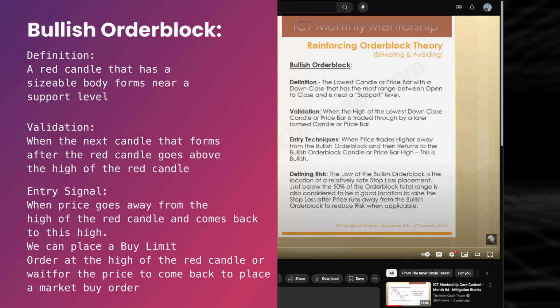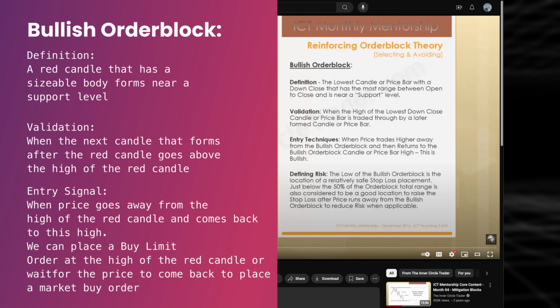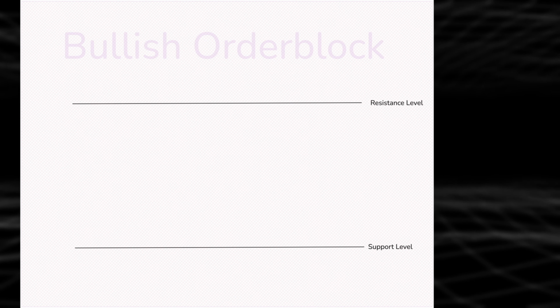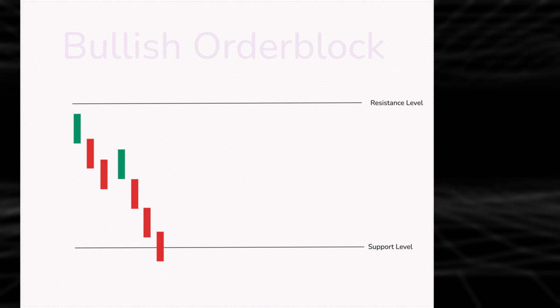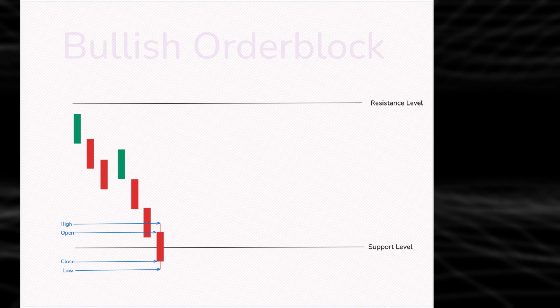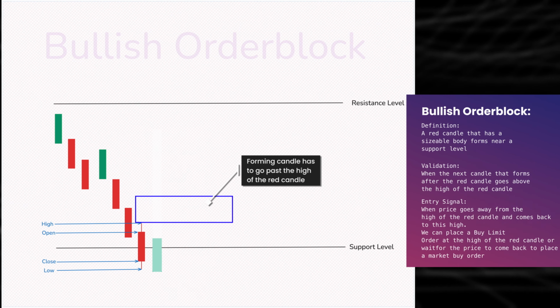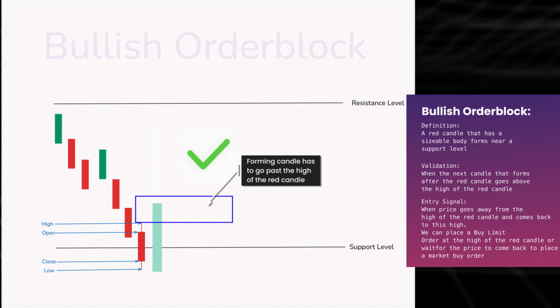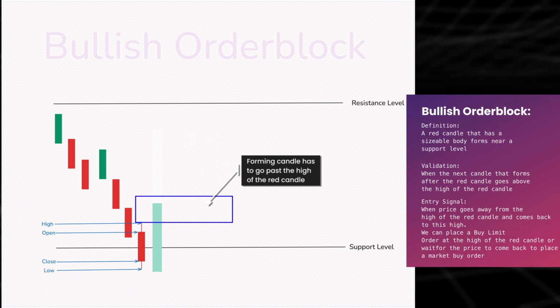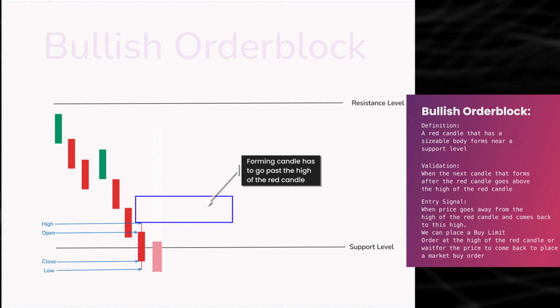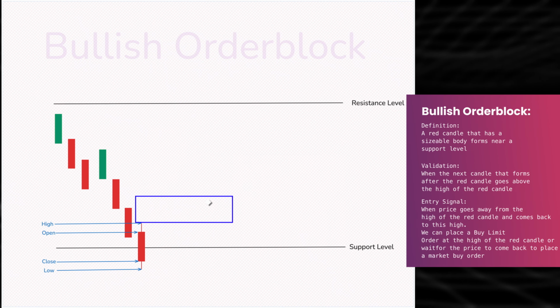The third step needs to validate the red candle in order to qualify it as an order block. Just having the red candle near support level is not enough. So here we have the red candle. This is the high, the low, the open, and the close. When the next candle's price goes above the high of the red candle, we now consider that a bullish order block. If the next candle after the red doesn't go above the red high, this is not a valid order block. He didn't cover the bearish case, he just said it's the opposite.